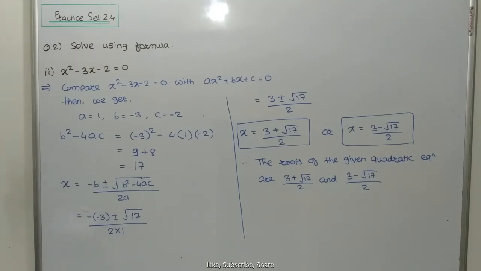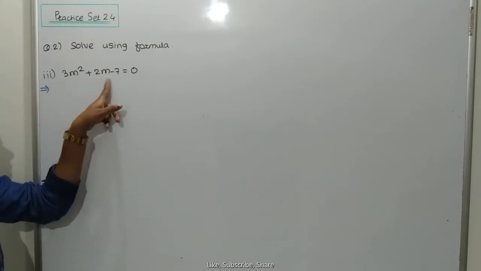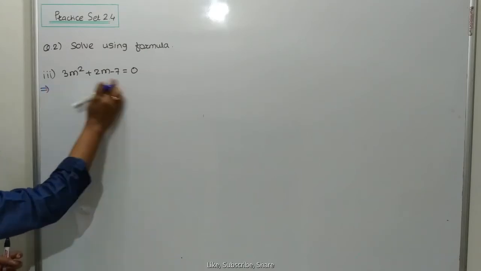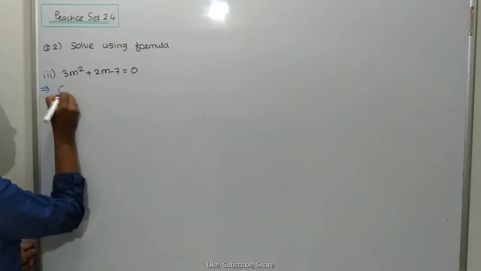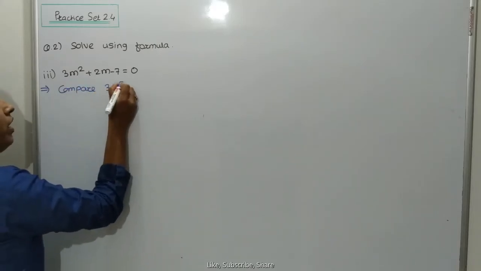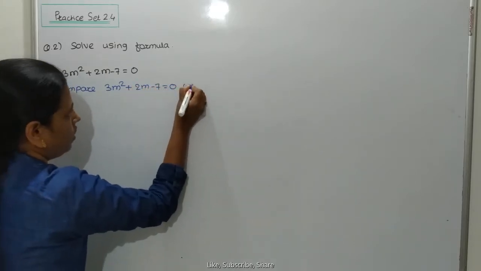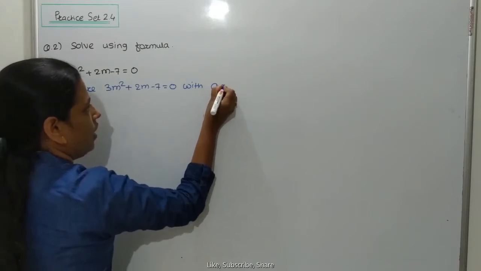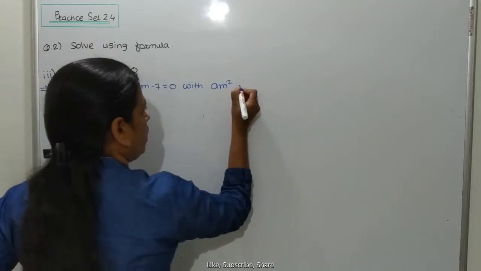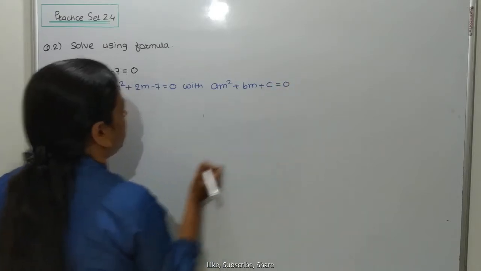Now we have to solve the third question. Next question, 3m square plus 2m minus 7 is equal to 0. So what is the variable used here? That is m. So how to write this? Compare the given equation 3m square plus 2m minus 7 is equal to 0 with am square plus bm plus c is equal to 0. Why? Because the variable of this given equation is m. So we have to put m.